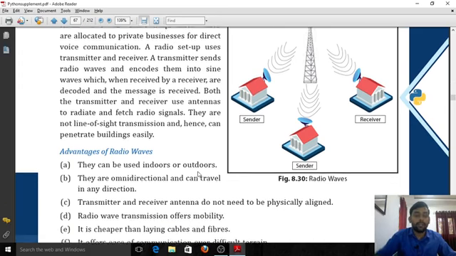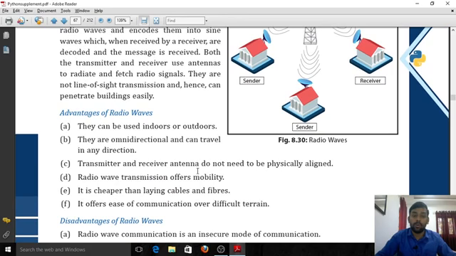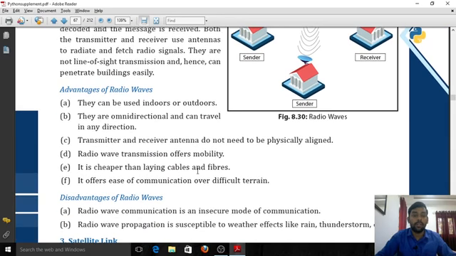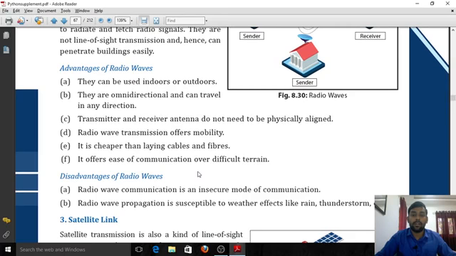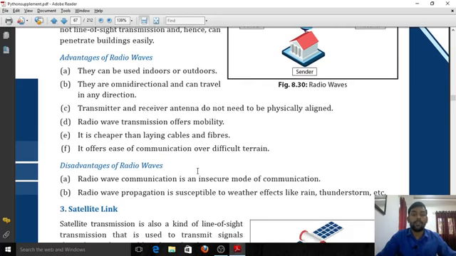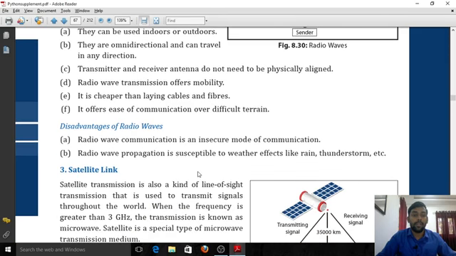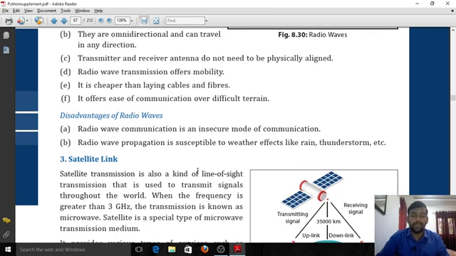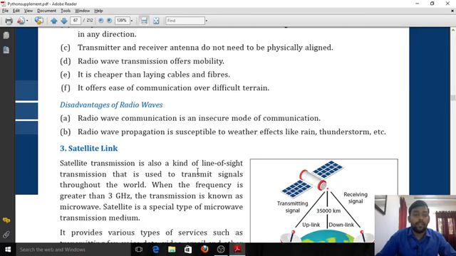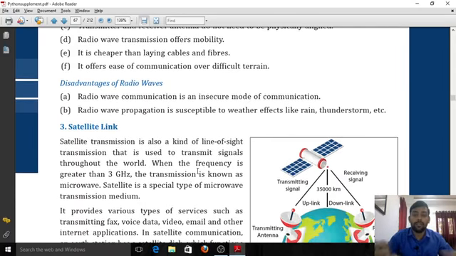Advantages: they can be used indoors or outdoors. They are omnidirectional and can travel in any direction. The transmitter and receiver antennas do not need to be physically aligned, so line of sight is not needed here. Radio transmission offers mobility, is cheaper, and offers ease of communication. The disadvantage is that it is an insecure mode of communication. Of course, nothing is ideal. Radio wave propagation is susceptible to weather, affected by rain and thunderstorms. When we use a mobile phone in the rain, it gets disrupted.